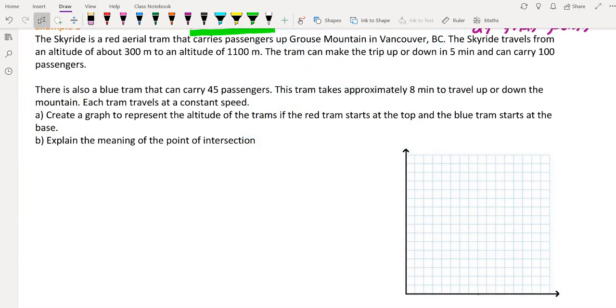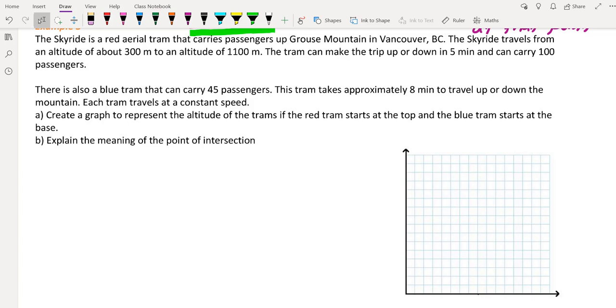The final question is a word question. It goes, the Skyride is a red aerial tram that carries passengers up the Grouse Mountain in Vancouver. The Skyride travels from an altitude of 300 meters to an altitude of 1100 meters. The tram can make the trip up or down in 5 minutes, and it carries 100 passengers.